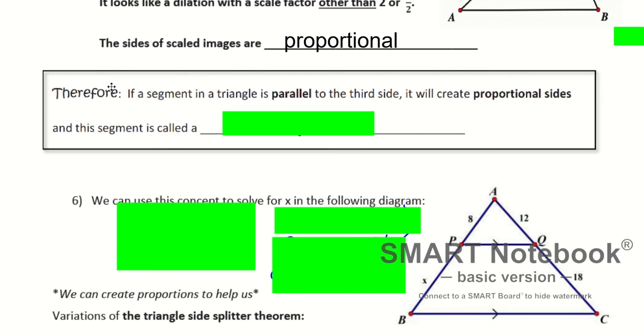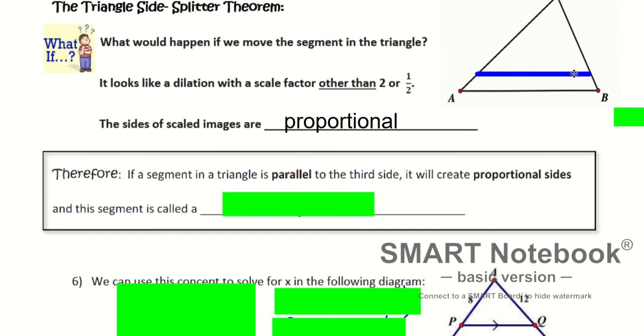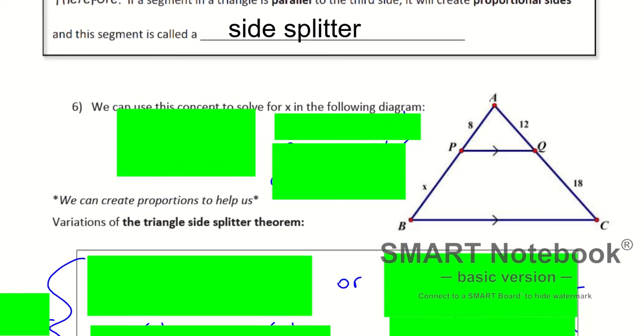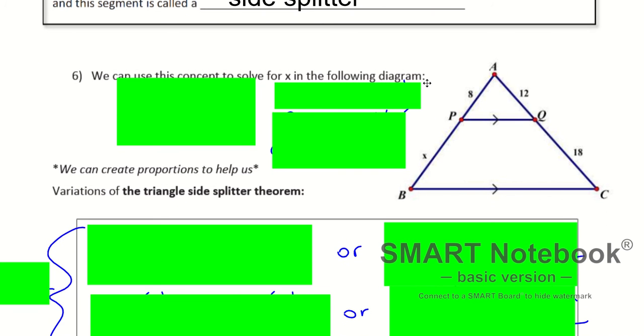All right, so therefore, if a segment in a triangle is parallel to the third side, that means this segment, this blue one, is parallel to the third side because this is considered a first side, this is a second side, those are the ones that it intersects. The third side is the one that it's parallel to. So if a segment is parallel to the third side, it will create proportional sides, and this segment is called a side splitter. So a mid segment is a special type of side splitter. Okay, so very similar.